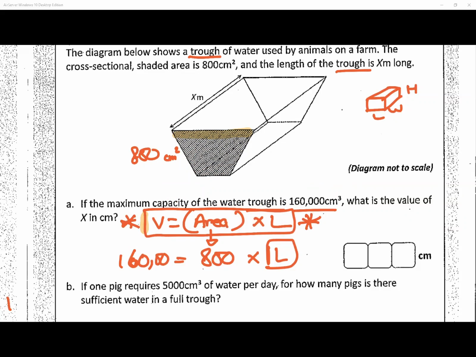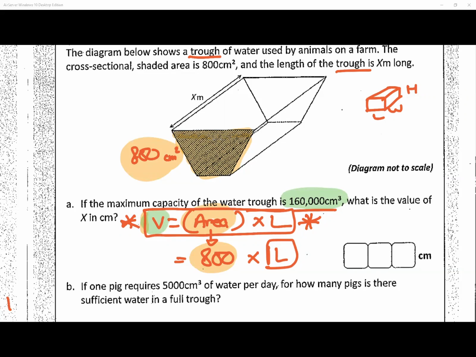Now, in this particular question, what is the cross-sectional area they're giving us? What's the cross-sectional area? Ayan, I can't hear you. What's the cross-sectional area, Ayan? Yeah, 800. And what is the volume of the trough? Volume of the trough. 160,000.